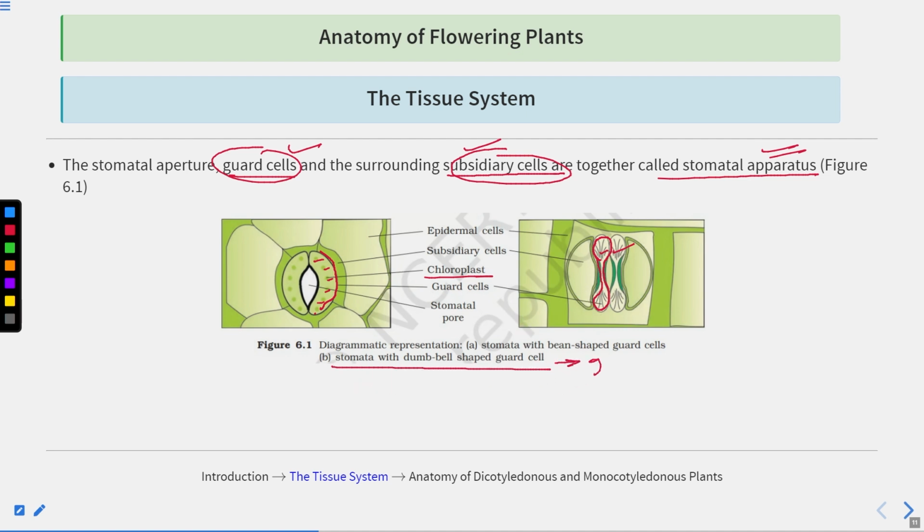This you see in the case of grasses. And you can see the subsidiary cells, the surrounding cells 1, 2, 3, 4. So 4 cells surrounding these 2 guard cells, and unitedly they are called the stomatal apparatus. Subsidiary cells and guard cells together are called the stomatal apparatus. Here also, you can see 2 guard cells with 2 subsidiary cells, one on both sides, and this we see in the case of grasses.